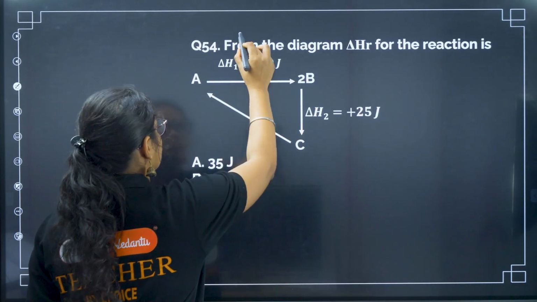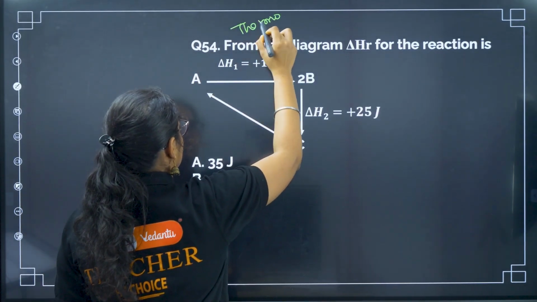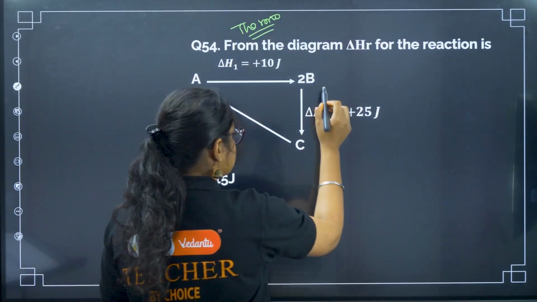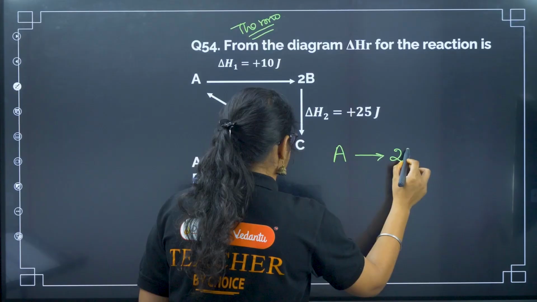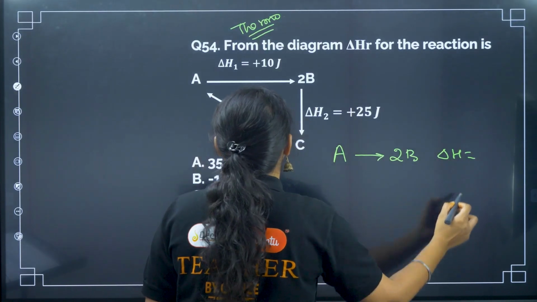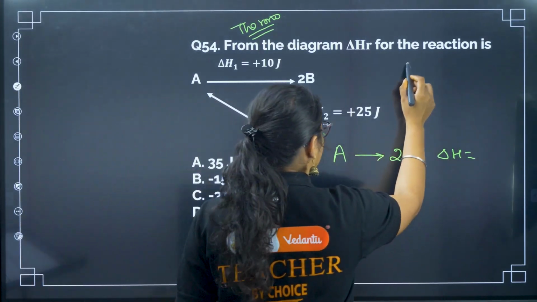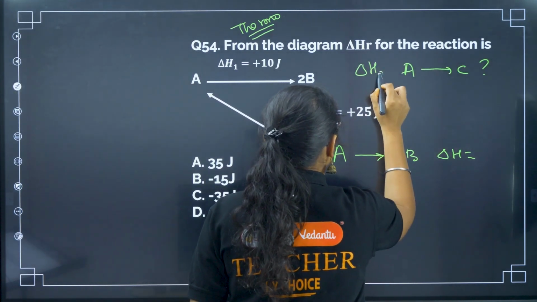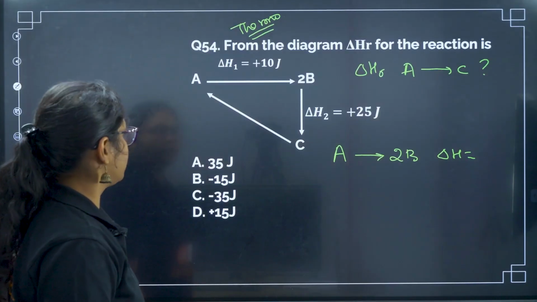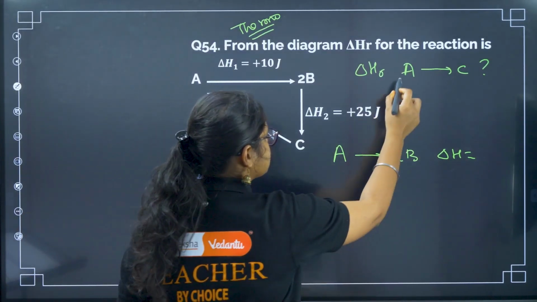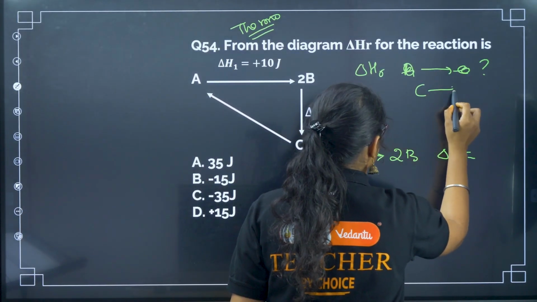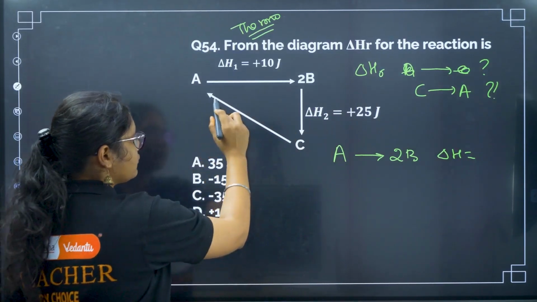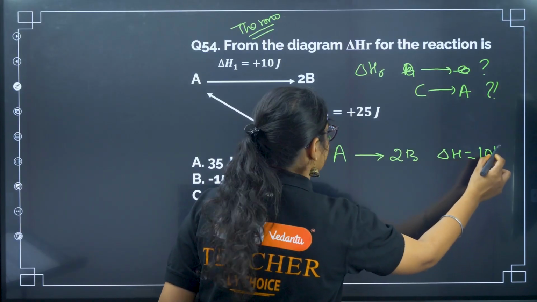Next one. Okay, so we have come to now thermodynamics. From the diagram, delta H of the reaction we have to find out. So you can see A to 2B. Okay, delta H given is, the question was to calculate the delta H of the reaction from C to A. Okay, if you remember, it is from C to A. Now if you see A to 2B delta H is 10 kilojoule.